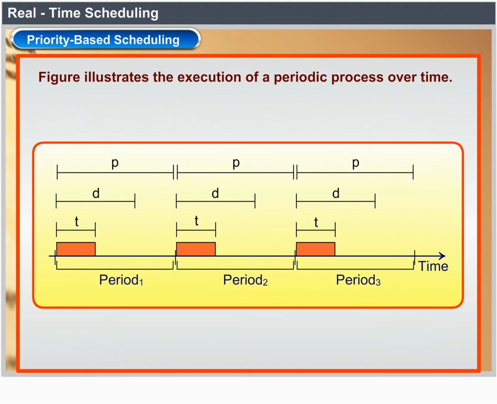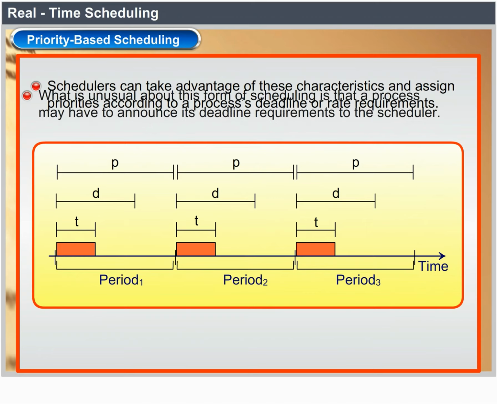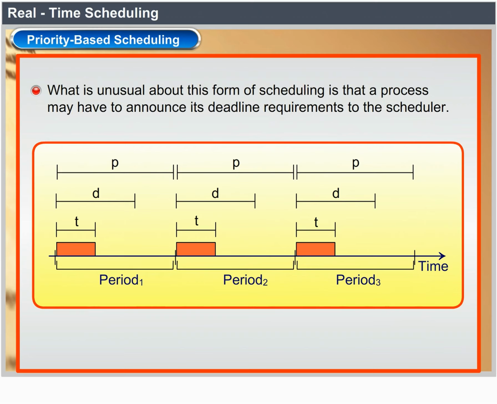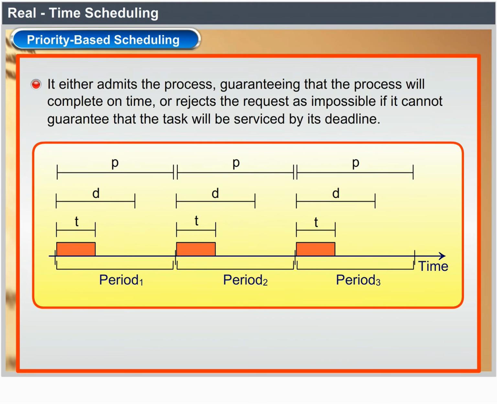Schedulers can take advantage of these characteristics and assign priorities according to a process's deadline or rate requirements. What is unusual about this form of scheduling is that a process may have to announce its deadline requirements to the scheduler. Then, using a technique known as an admission control algorithm, the scheduler does one of two things. It either admits the process, guaranteeing that the process will complete on time, or rejects the request as impossible if it cannot guarantee that the task will be serviced by its deadline.